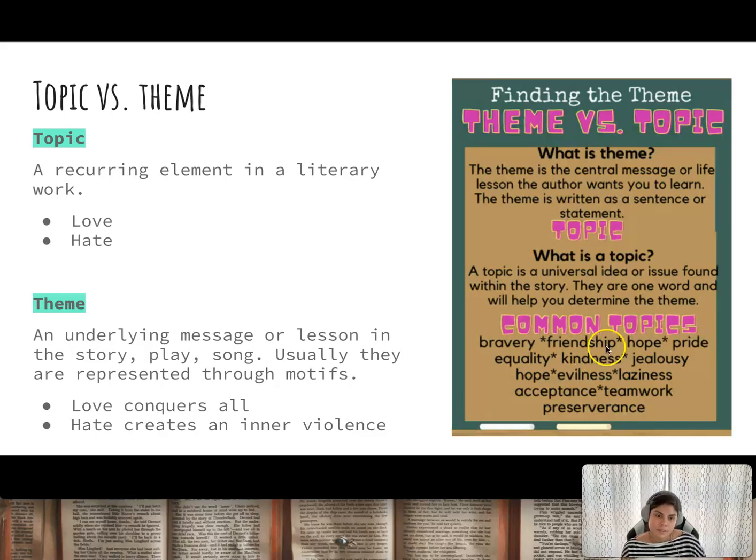We also have this image right here that may break down the difference further for you if you don't understand it. It lists topics like bravery, jealousy, freedom, while showing how these connect to themes like truth, hope, preservation. So that's pretty much the difference between the two. Topic, again, is surface level. Theme delves a little bit more and attempts to find the underlying message or lesson in the story, play, or song.